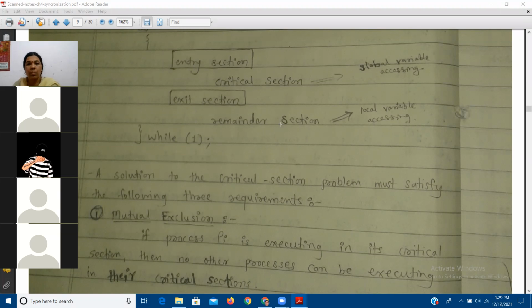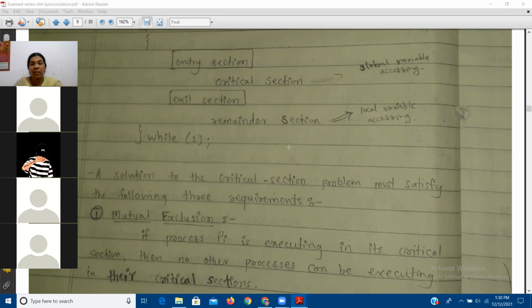Before discussing the solutions, we are discussing the requirements that should be satisfied by these solutions. There are three conditions. A solution to the critical section problem must satisfy the following three requirements. Whatever algorithm we are designing should satisfy these three requirements. If it satisfies them, only then do we call it a correct solution. Otherwise, we do not call it a correct solution.